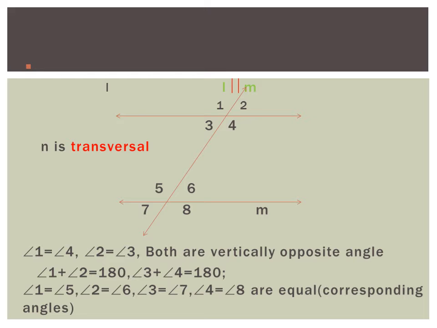This is possible only when L and M are parallel. Angle 1 and angle 8 are exterior alternate angles, so both are equal. Angle 1 is equal to angle 5, and angle 2 is equal to angle 6, as already studied in our previous video. So we clearly observe the properties of the transversal. I am just giving a review of that class.